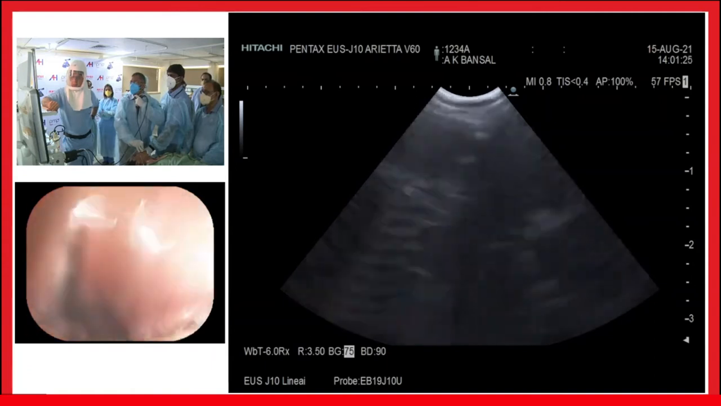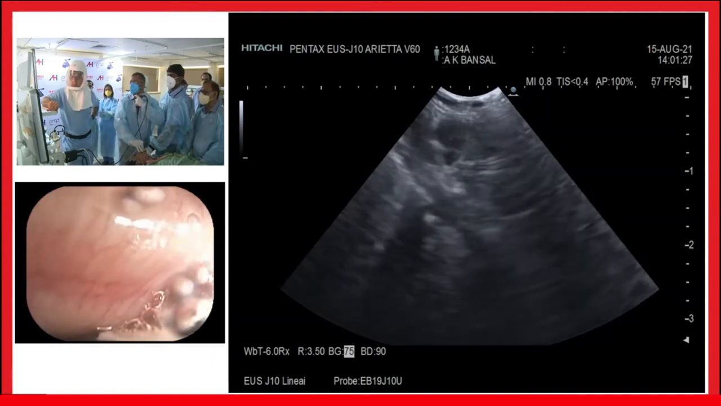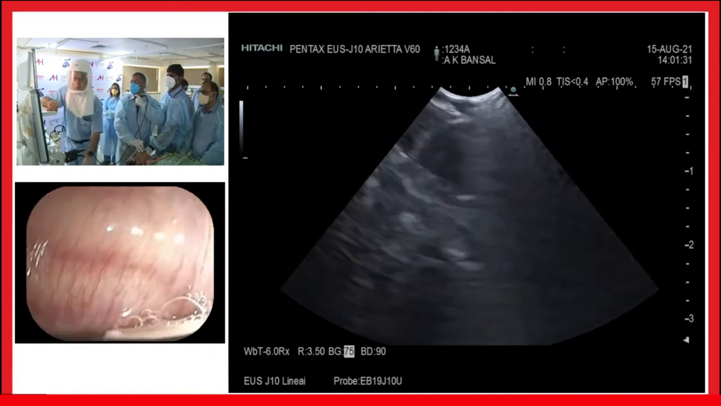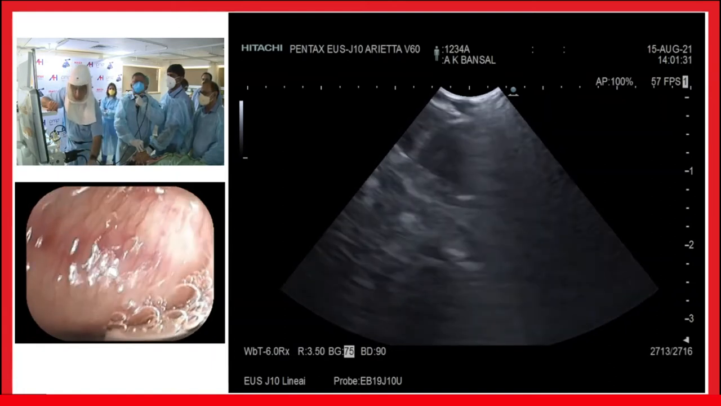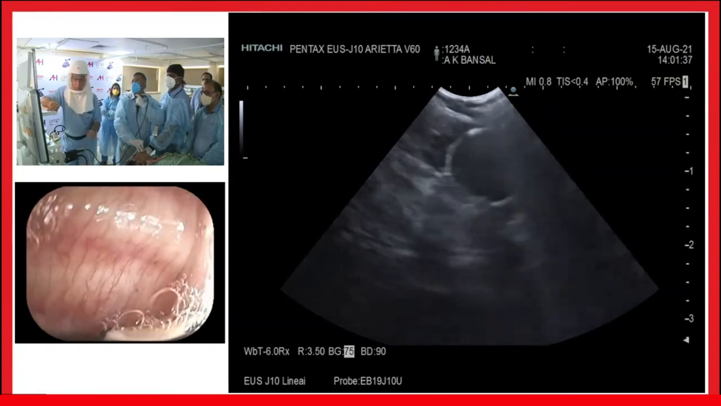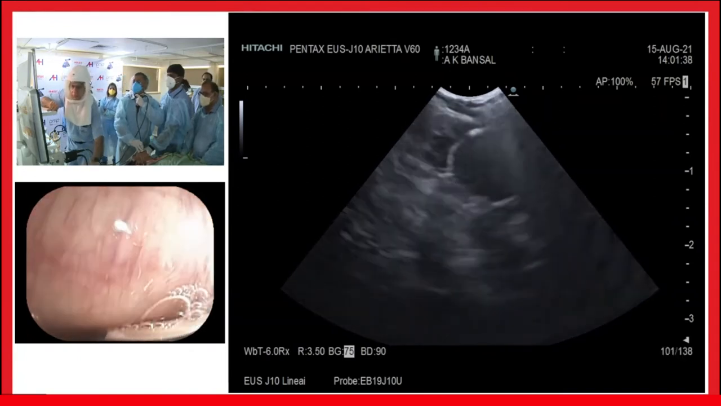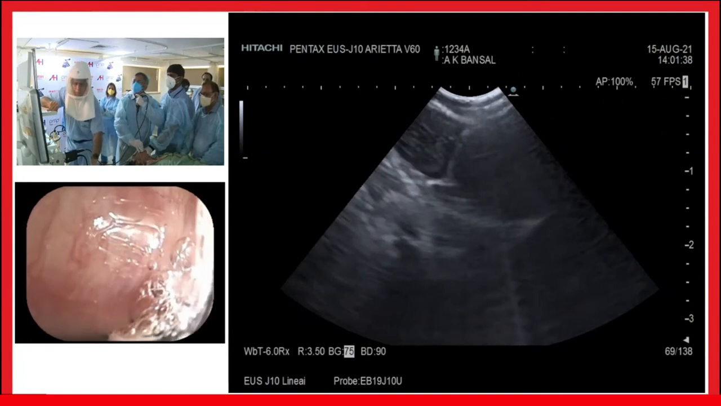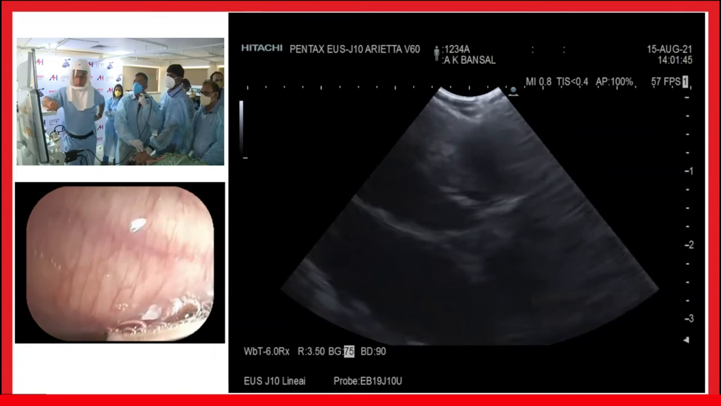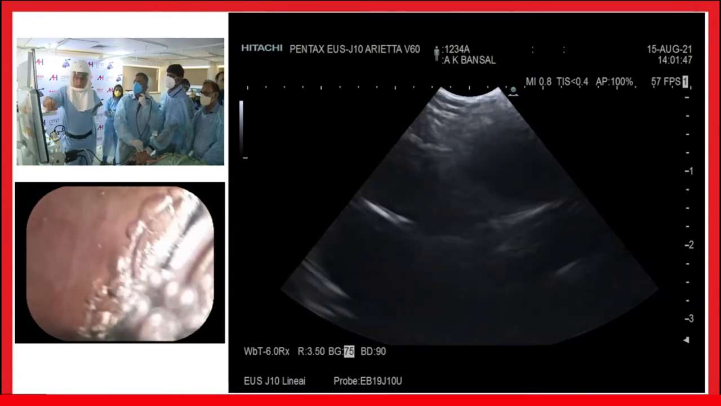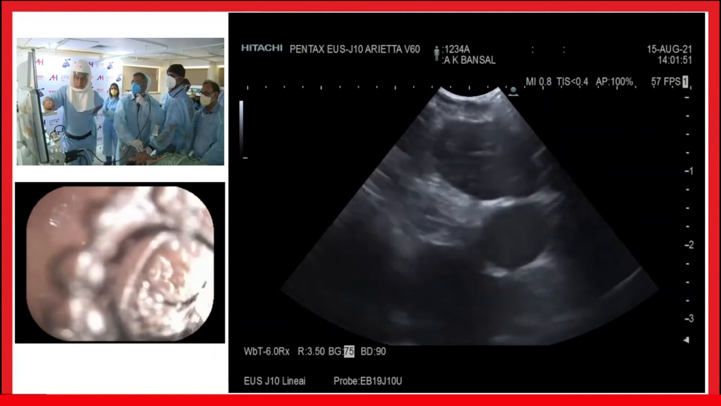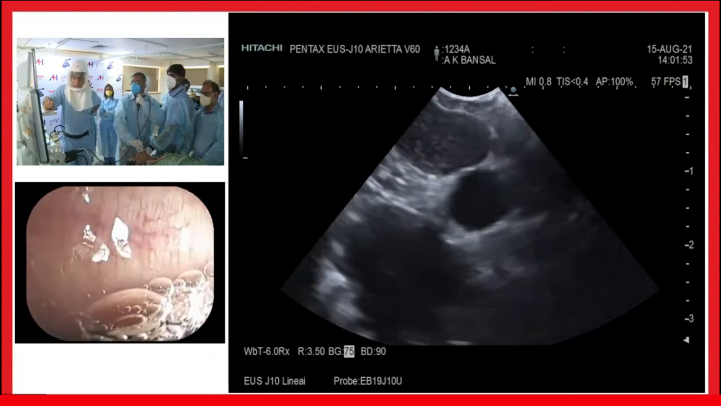You just have to do a quick scan and slowly keep coming upwards, and as you come, you will be able to see a lymph node out there. That's really the lymph node 10R that you can see. Yes, that's the 10R lymph node. You come further up slowly, and as you come up, you should be able to see the 4R. So this is the 4R.